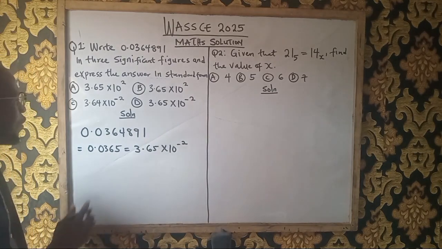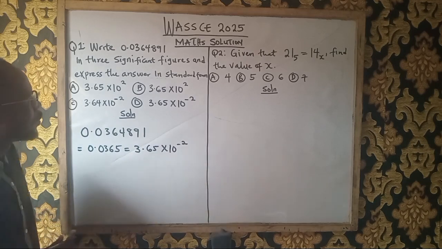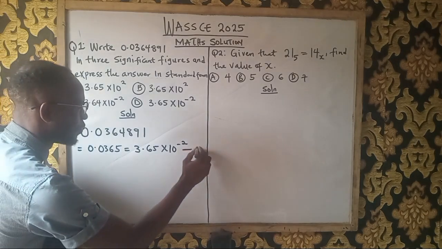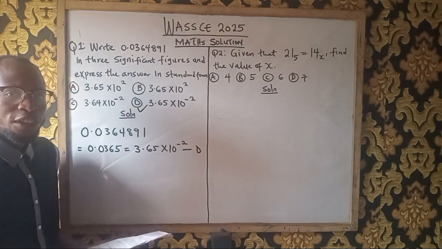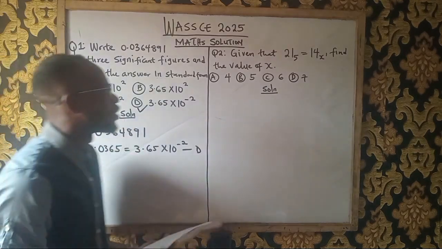So this is 3.65 times 10 to the power minus 2, and that gives us option D. So option D is the correct answer here. I believe that is clear. So let's move to the next question.